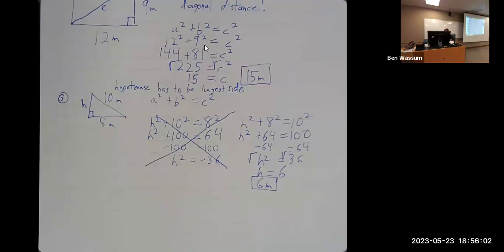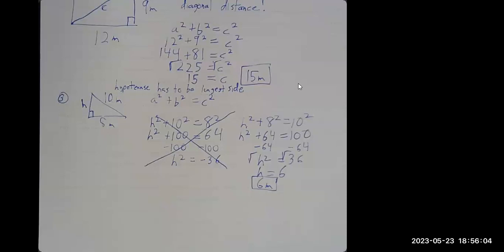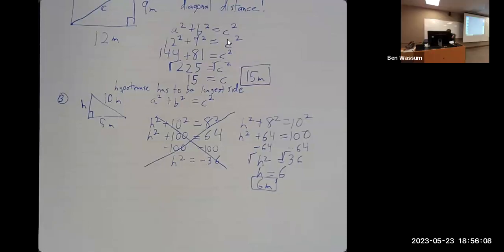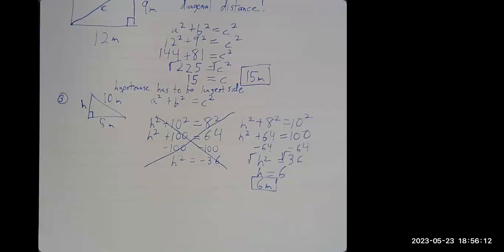Does anyone have questions? What do you mean? What are we worried about? What do I mean about what? The AI can't give you an example of a real triangle.